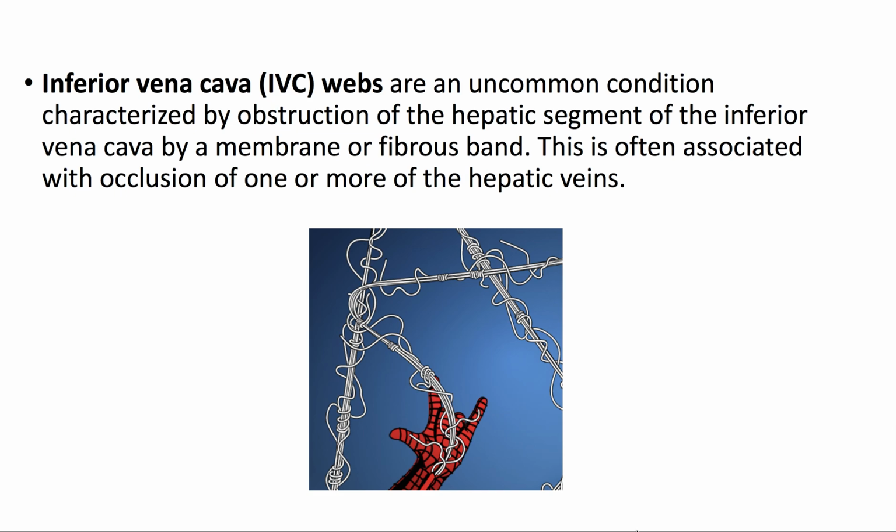Inferior vena cava webs are an uncommon condition characterized by obstruction of the hepatic segment of the inferior vena cava by a membrane or fibrous band. This is often associated with occlusion of one or more of the hepatic veins.